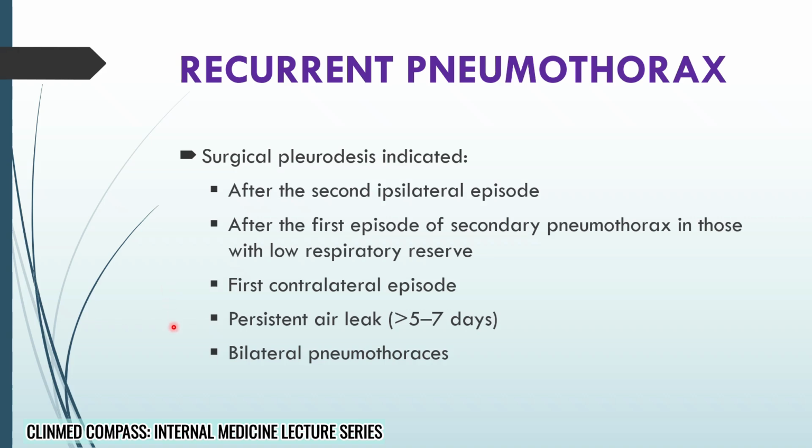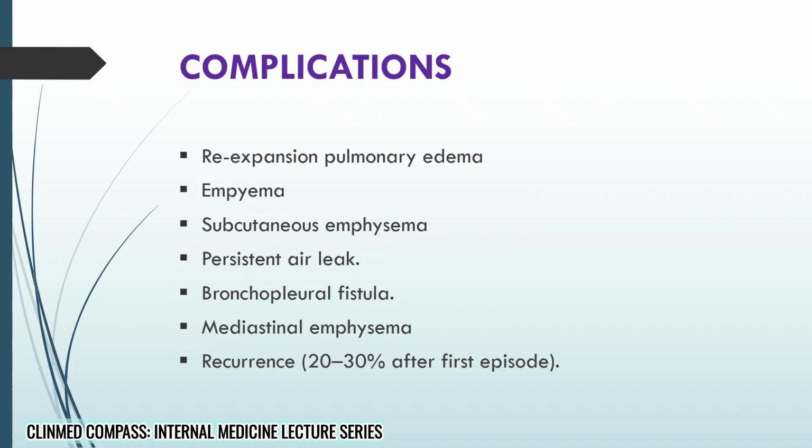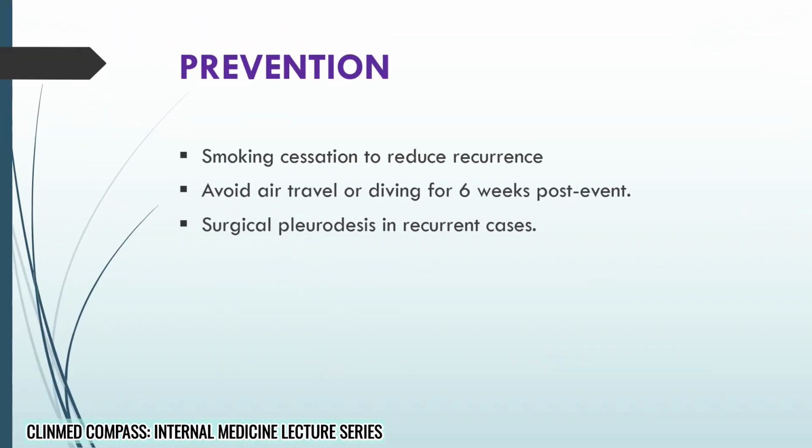Potential complications of pneumothorax include re-expansion pulmonary edema, empyema, subcutaneous emphysema, mediastinal emphysema, persistent air leaks, bronchopleural fistula, and recurrence, which is about 20 to 30% after the first episode of pneumothorax. To prevent recurrence, stop smoking, and avoid flying or diving for 6 weeks post-event. Consider surgical pleurodesis in recurrent cases.